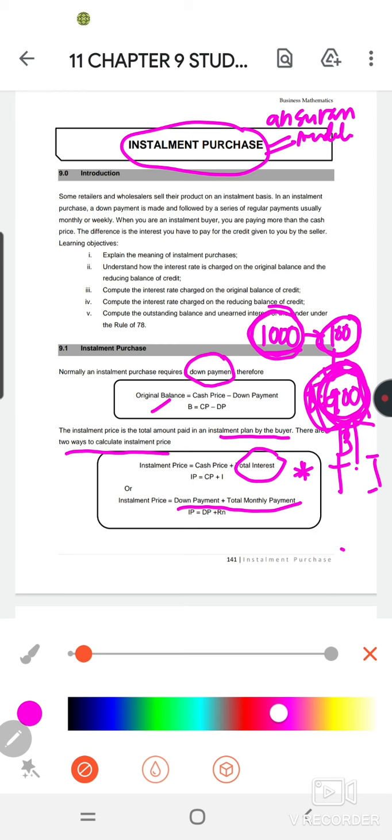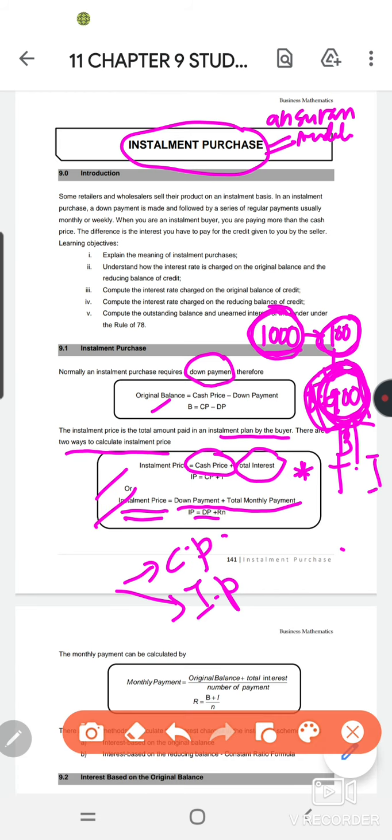Okay, so installment price dia ambil nilai cash price, contohnya 1,000, plus dengan total interest. Or satu lagi, awak ambil down payment, awak tambah dengan total monthly payment. So awak akan dapat installment price. Maknanya kita ada dua, satu cash price, maknanya awak bayar terus secara tunai, and then another one is installment price. Installment price ni kena guna dua formula.